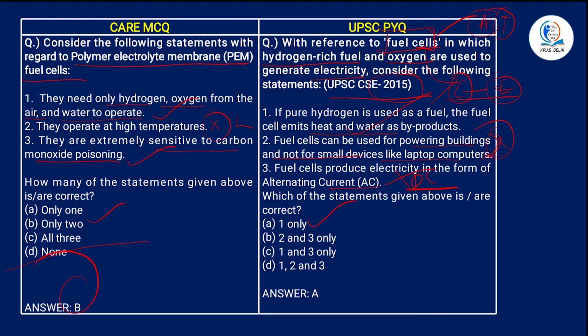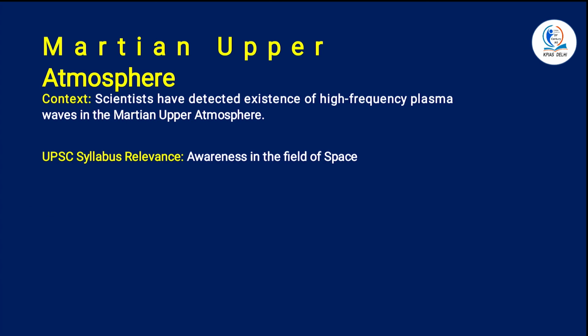Now, moving on to the next important issue, the Martian upper atmosphere. As I told you, awareness in the field of science and space is also important for you from your examination perspective. So here you need to understand that the scientists have detected the existence of high frequency plasma waves in the Martian upper atmosphere. High frequency plasma waves.